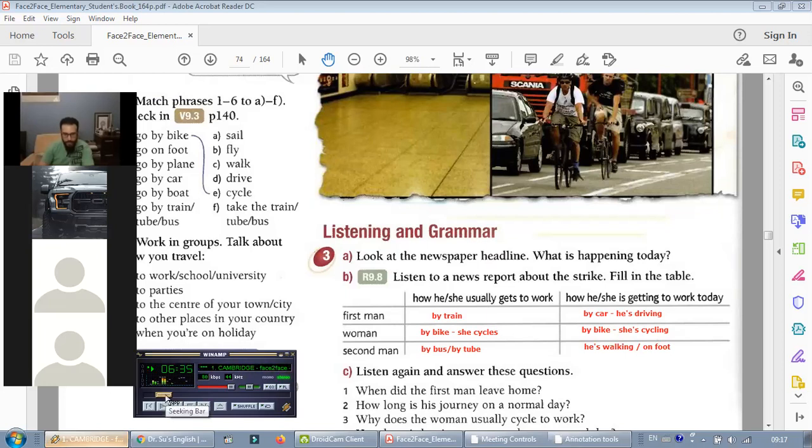Excuse me, sir. Are you walking to work today? Yes, I am. Do you cycle? Traffic isn't moving at all.